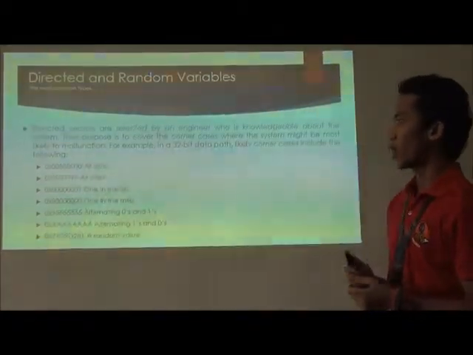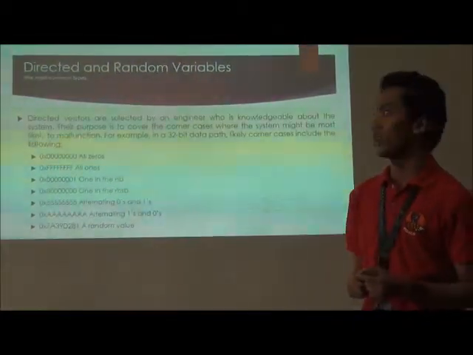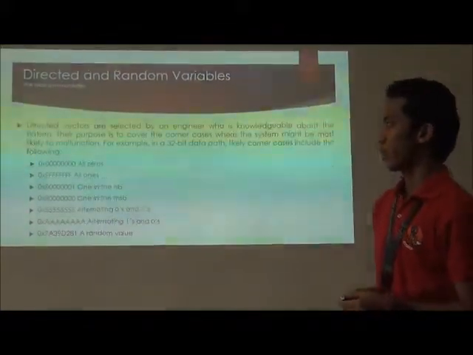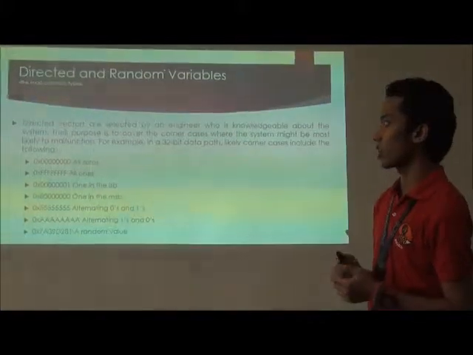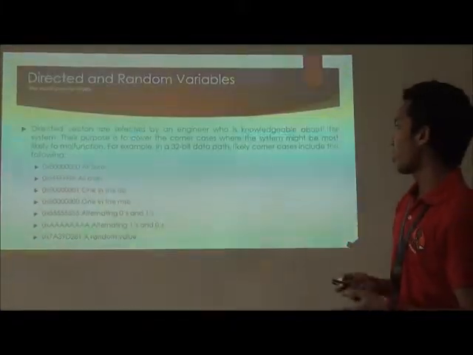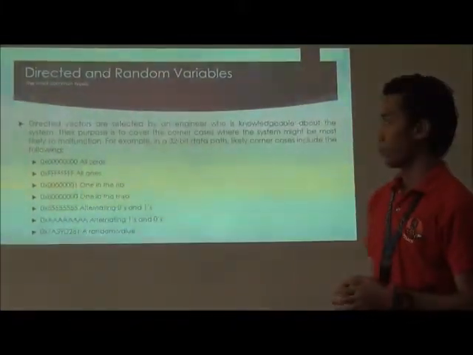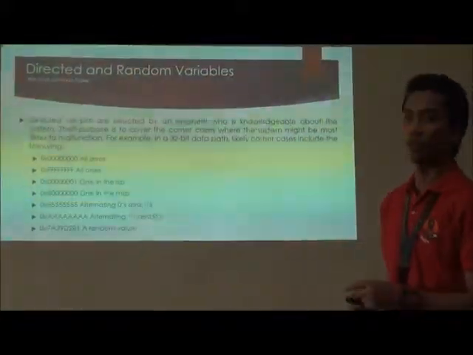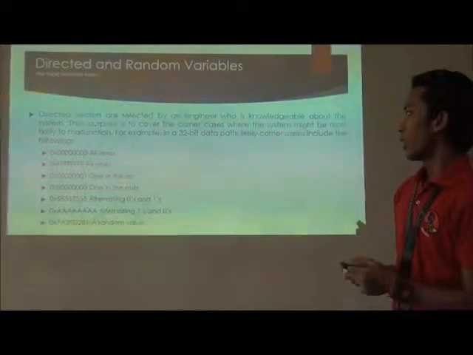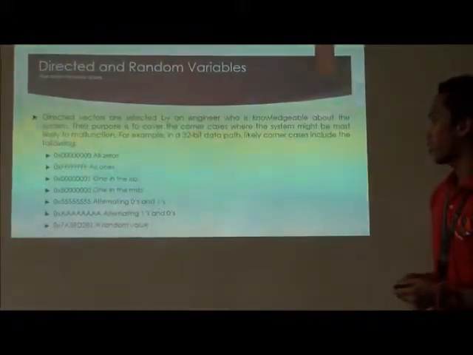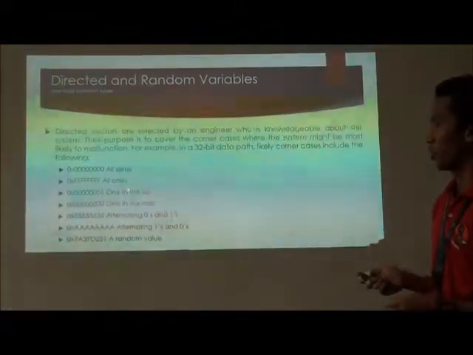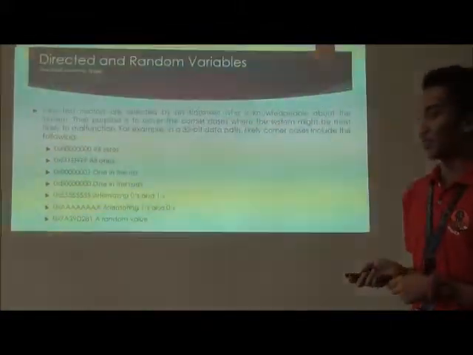So we have the most common types of test vectors, namely directed and random vectors. First we have the directed vectors. The directed vectors are selected by an engineer who is knowledgeable about the system. Their purpose is to go over the corner cases where the system might be most likely to malfunction. For example, in a 32-bit data path, likely corner cases include the following.